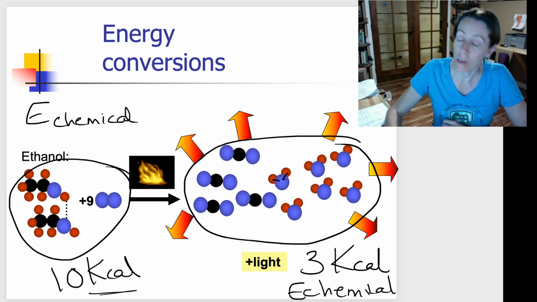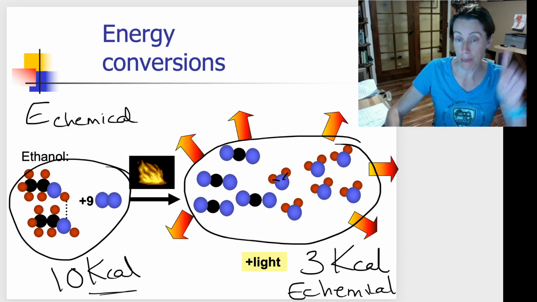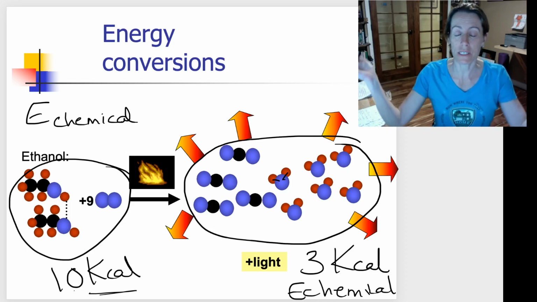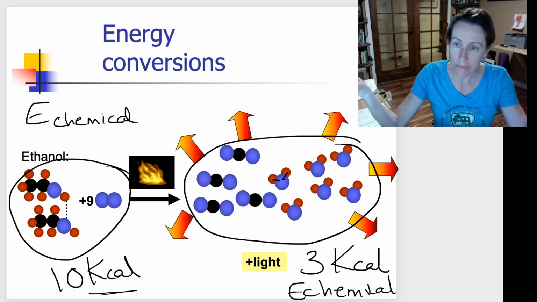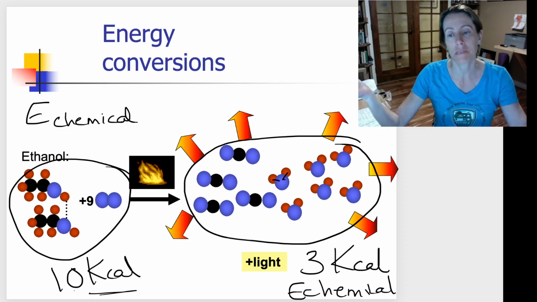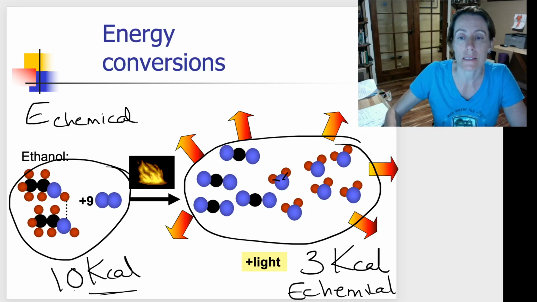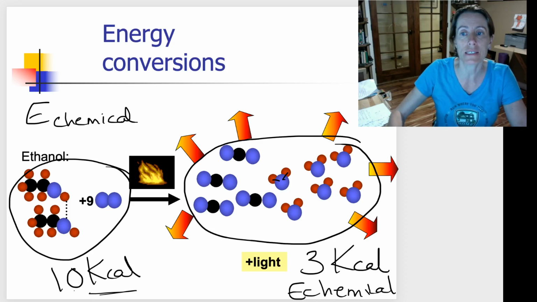But if you remember, according to the first law of thermodynamics, we cannot create energy and we can't destroy energy. So it looks here like we went from 10 on the left to 3 on the right. So 7 has disappeared. Have we destroyed 7 kilocalories of energy? No, you can't destroy it. It's got to have gone somewhere. And in this example, what happens is that the E-chemical is released from the bonds in the form of heat and light and maybe sound.